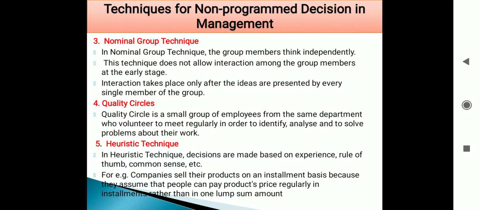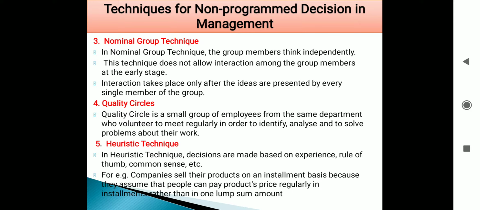Next we have the nominal group technique. In the nominal group technique, the group members think independently, and this technique does not allow interaction among the group members at an early stage. Only after taking ideas from all people will they be allowed to have a group interaction. Next is quality circles. A quality circle is a small group of employees from the same department, and they meet voluntarily in order to identify, analyze and solve issues about their work.